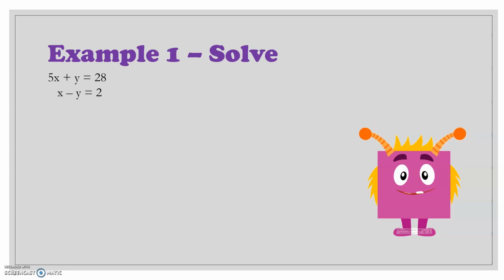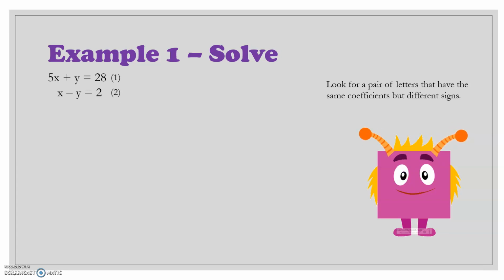So remember what a simultaneous equation is. It's a pair of two equations where you're solving for two variables. So here's our first equation we're going to solve. It says 5x plus y equals 28, x minus y equals 2. Remember, we always start by labeling the equations, equation 1 and then equation 2.